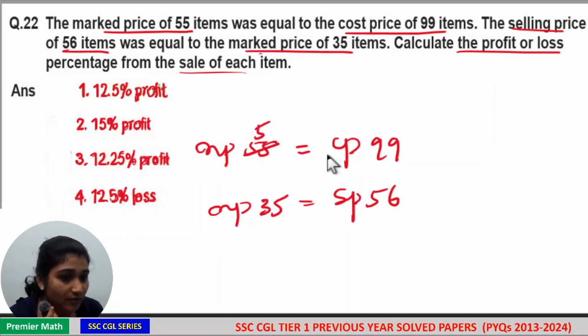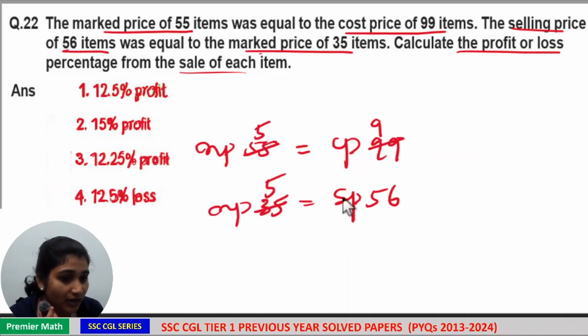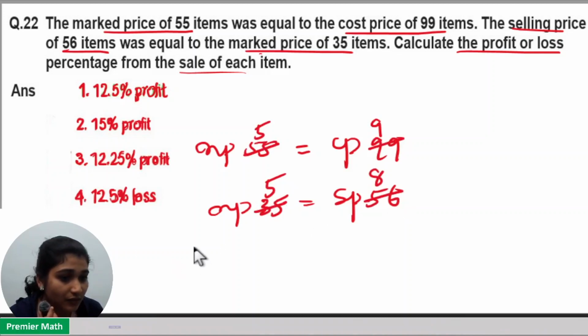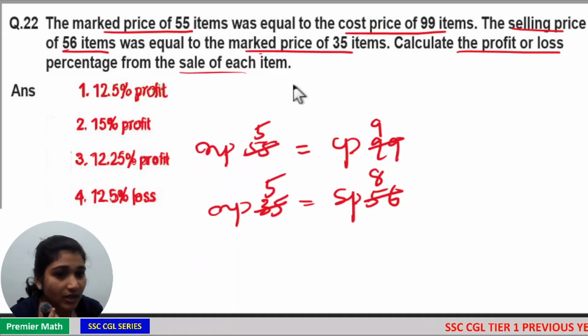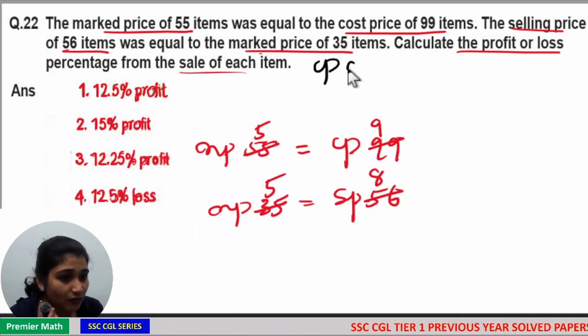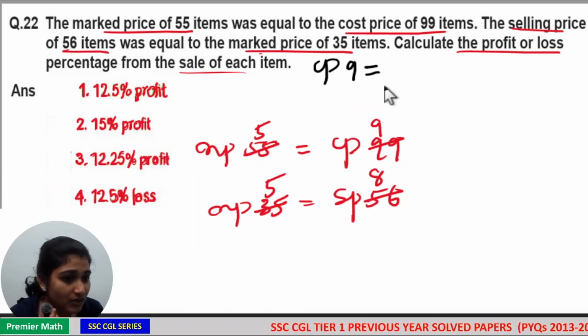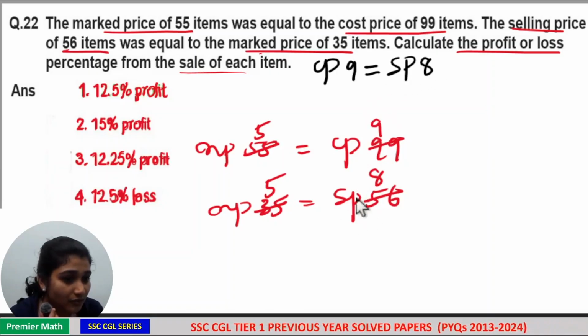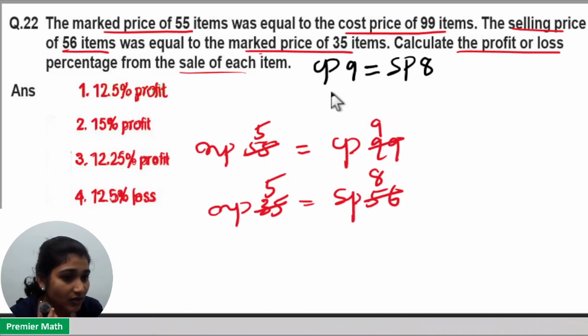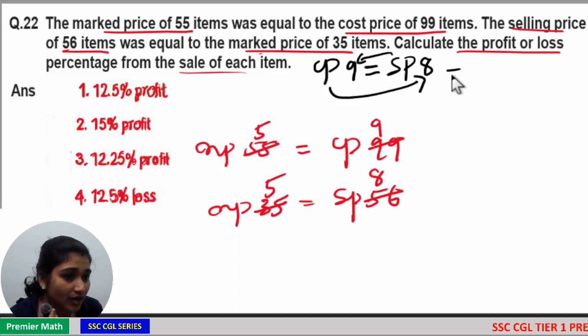11 goes 5 times in 55 and 9 times in 99. 7 goes 5 times in 35 and 8 times in 56. That is, the marked price of 5 items equals the cost price of 9 and the selling price of 8. Then the cost price of 9 items equals the selling price of 8 items. Whenever you have such a scenario, you can directly interchange the values. That is, here cost price equals 8 and selling price equals 9. You can take it like that.